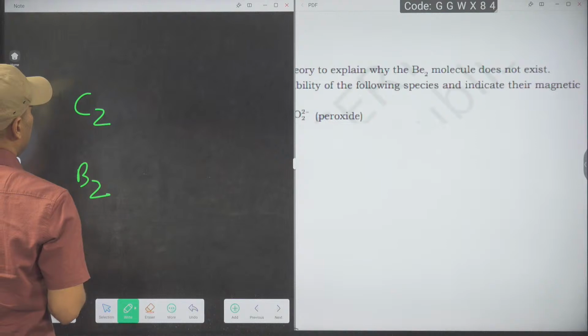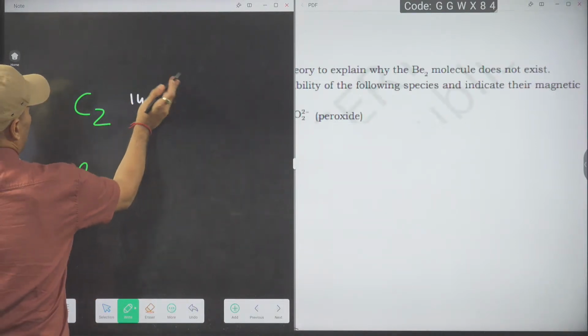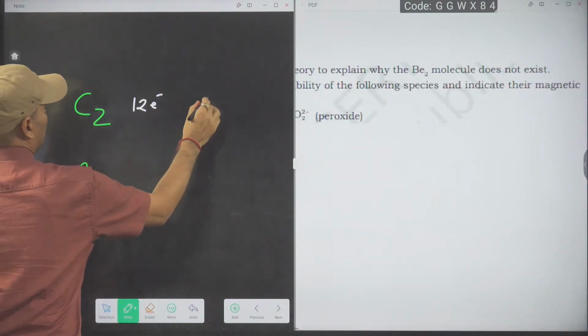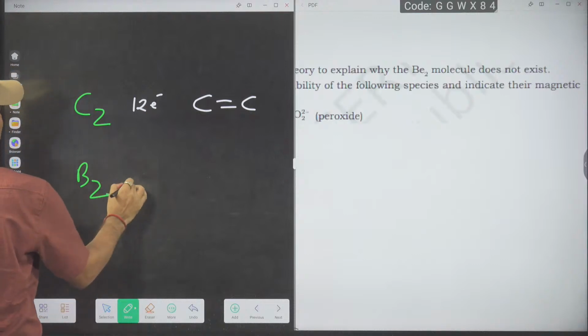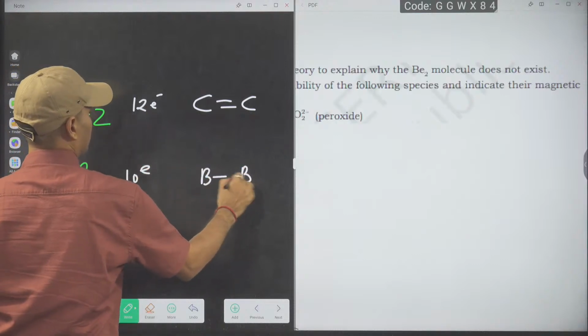You can say it is very easy. Sir, this is very easy. 14 electrons, 12 electrons. Sir, 12 electrons means bond order 2. And this one has 10 electrons, so sir, bond order 1.